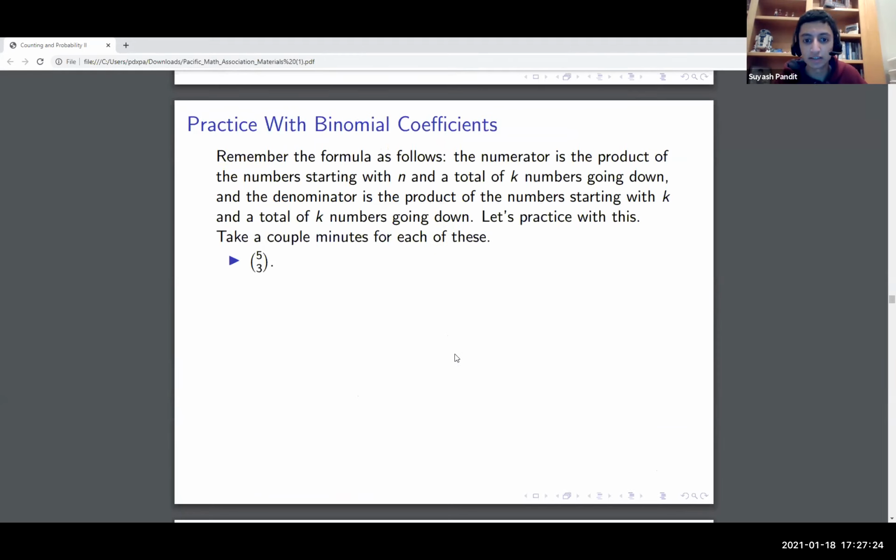Now, you can use that definition if you need to. Compute 5 choose 3, and send it privately to one of us in the chat when you think you've got it.